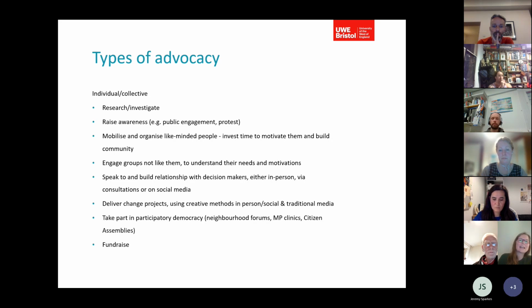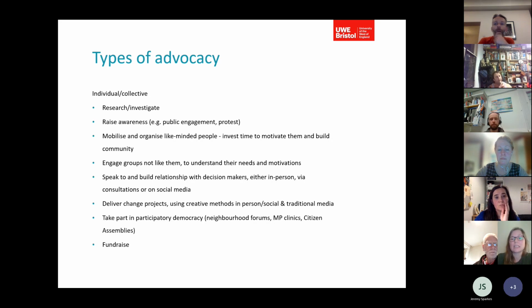Some of those things, and this is where advocate and activist blur lines, is you can do the research. Like you've all been doing, that is a part of it. But then the policy level change needs to also take place, or be instigated at least, for a true definition of advocacy. But it's also just about raising awareness amongst community members, so public engagement, but it can also be protests, mobilising and organising like-minded people, so investing time to motivate them and build community. Engaging groups that are not like them as well, to understand their needs and motivations. Speaking to and building relationships with decision makers. I may be repeating myself here, but it's important, either in person, via consultations, or social media as examples. This is not an endless list.